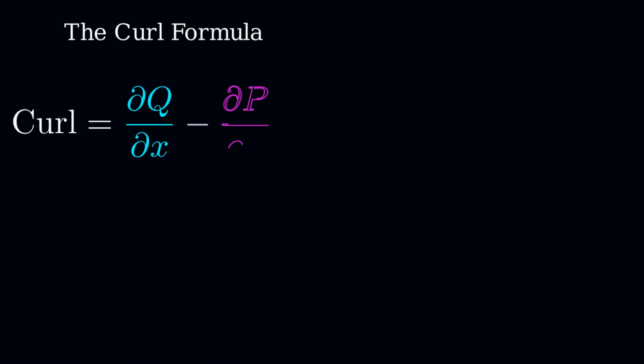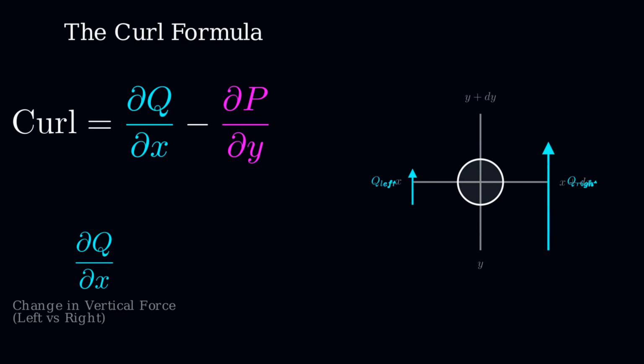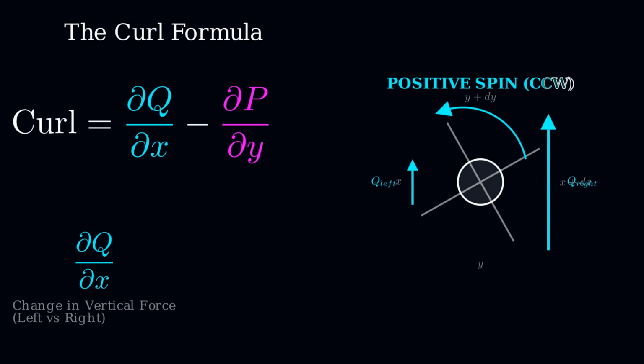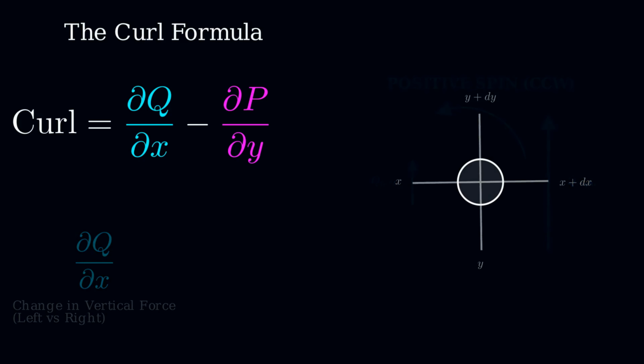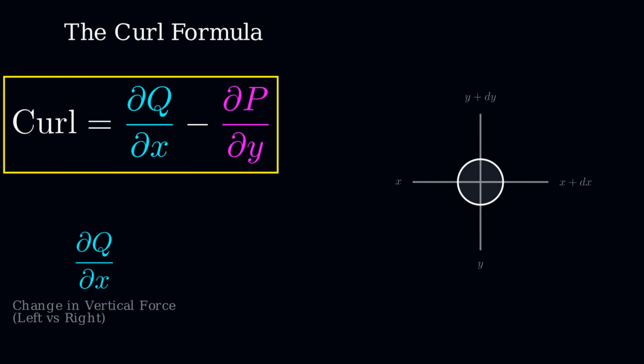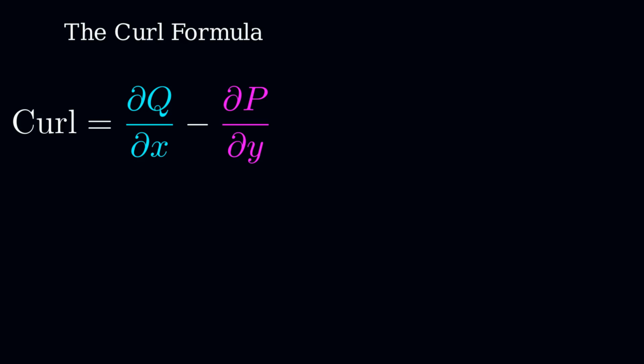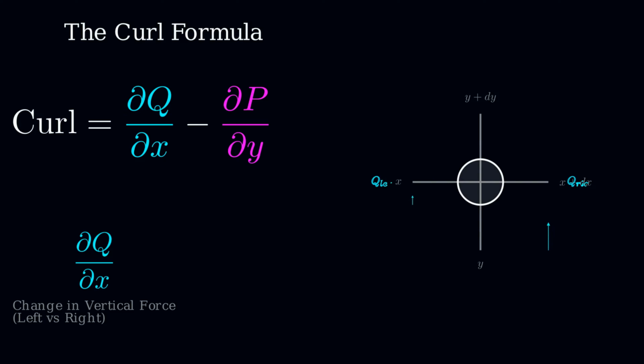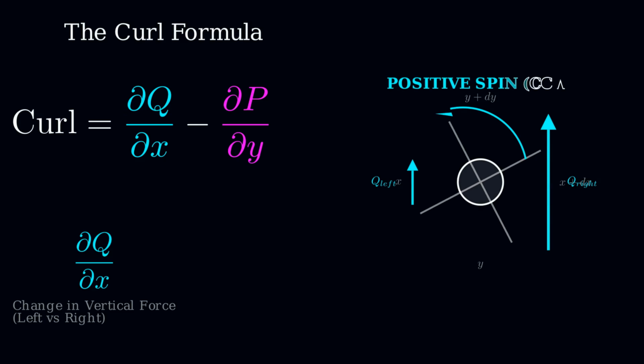If the up force on the right is stronger than the up force on the left, the object twists counterclockwise, creating positive curl. Conversely, for the second term, if the horizontal right force on the top is stronger than the right force on the bottom, it twists clockwise. This opposes the first rotation, which is why we subtract it in the formula.